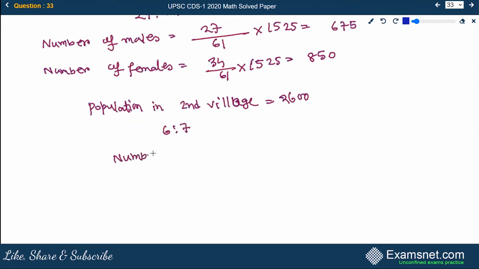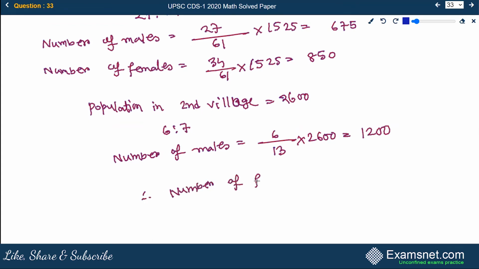Now number of males in this village, 6 by 13, 6 plus 7 is 13, so it will be 1200. And number of females, I can find this way, 2600 minus 1200, that would result in 1400.